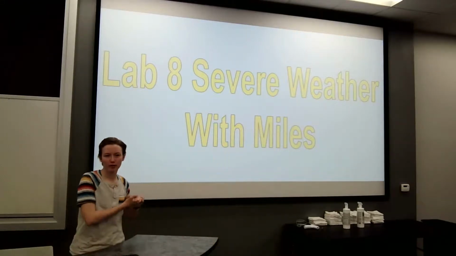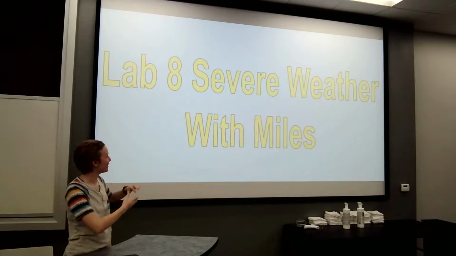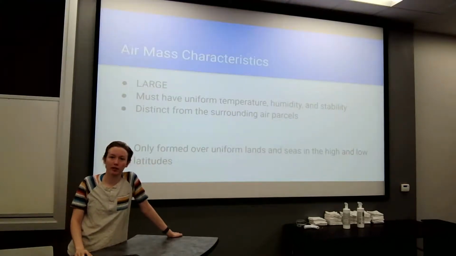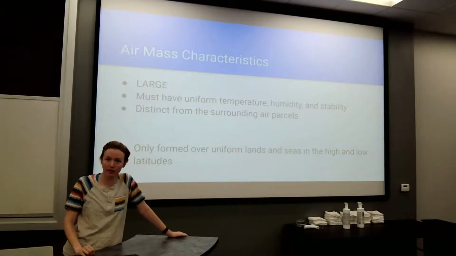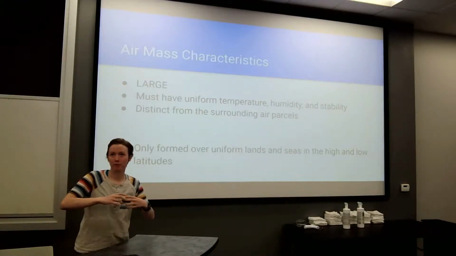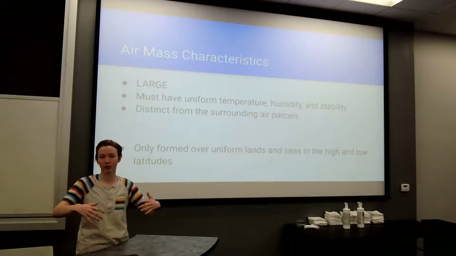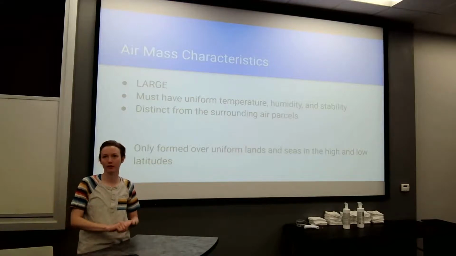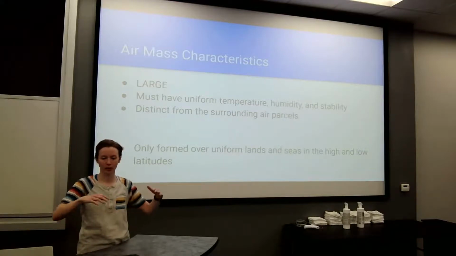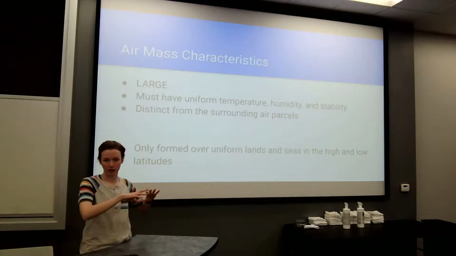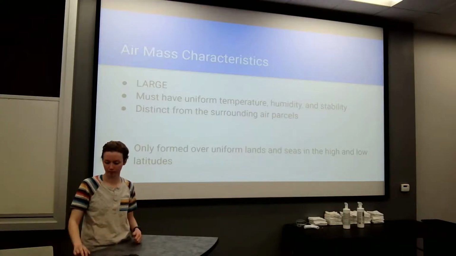So let's talk about the most important and crazy part of Alabama, severe weather. So let's talk about the air mass and the air mass characteristics. As we talked about in my class, these are the large, distinct air parcels that have uniform temperature, humidity, and stability. Those 3 concepts are important when we talk about the air masses because that's what's going to define it. These only form over land and seas in the high to low altitude. So if you think about the weather coming in off the shore of the ocean, it's that type of air mass characteristics that are easy to picture.